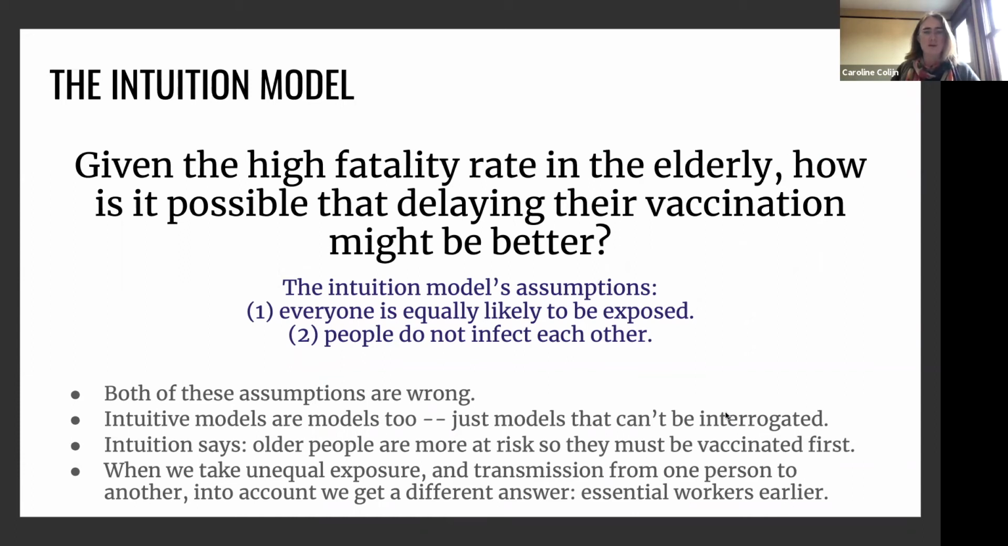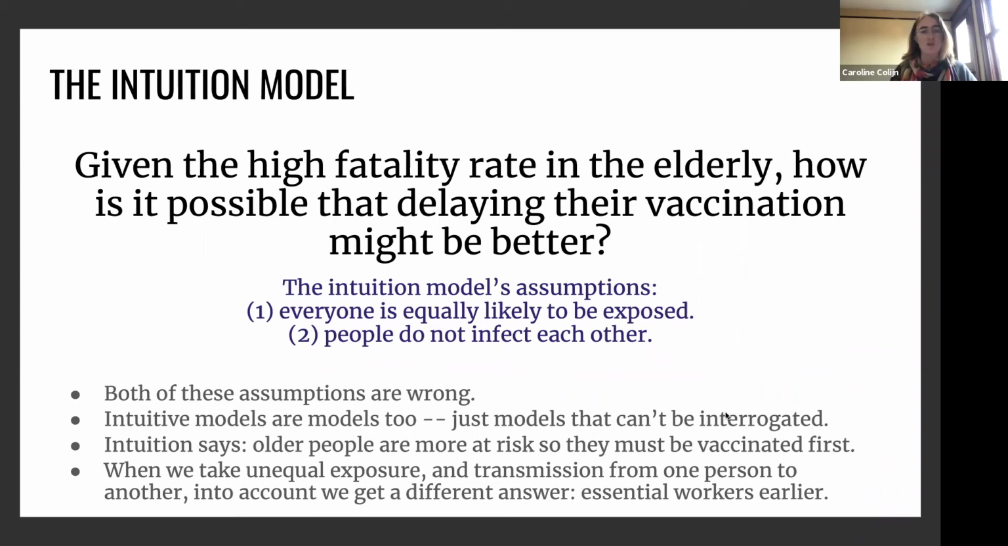Okay, here's my response. Intuition is itself a model, and the intuition model is making assumptions, which are not usually clearly elucidated, but here they are. The intuition model is everyone is equally likely to be exposed. So yeah, if that's true, sure, you better go oldest first. And also that people don't infect each other, that everyone's at risk in some independent way. Like maybe they're not all going to be exposed, but exposure is going to rain down from God. It's not going to be dependent on who's contacting whom. Of course, we know that both of those assumptions are wrong, but those assumptions are implicit in that intuition model.